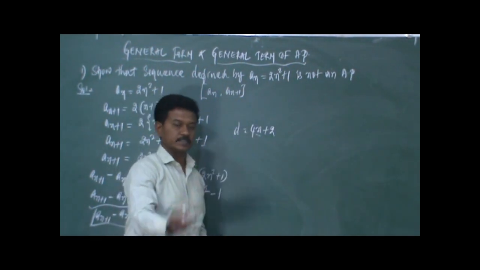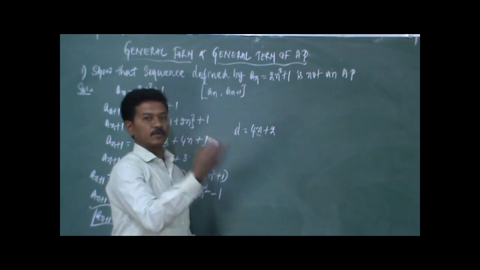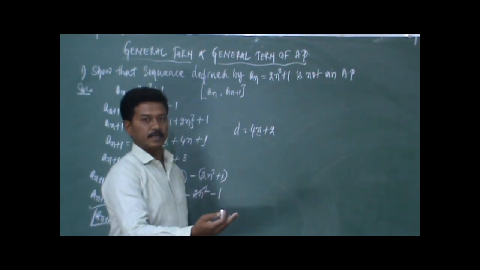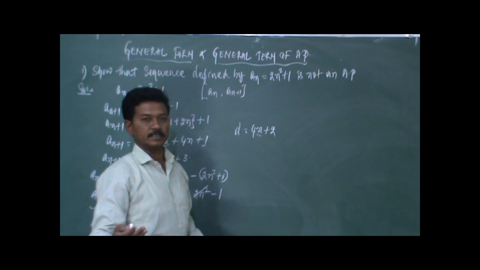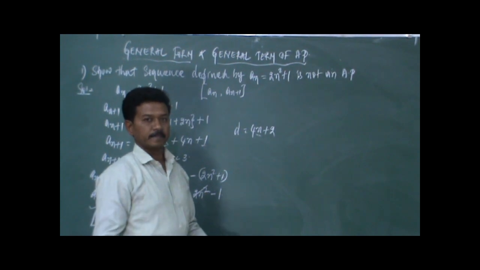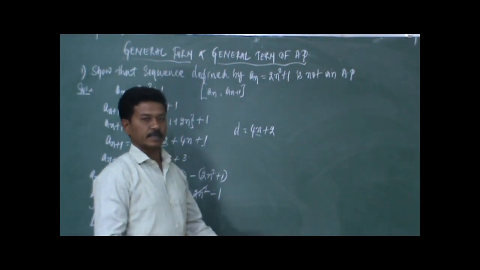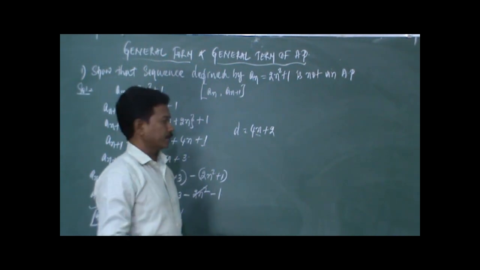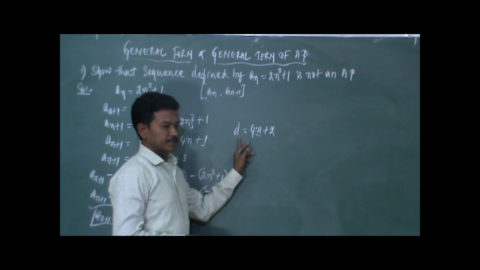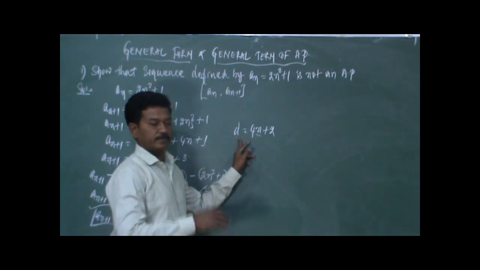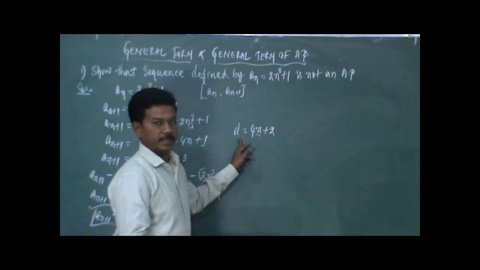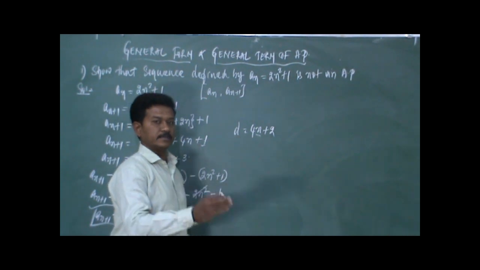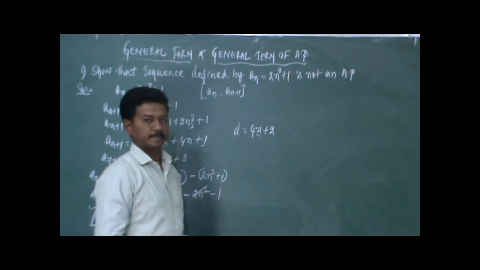You can check this by substituting n equal to 1, n equal to 2, n equal to 3 and checking whether the given thing is a constant or not. Then also you will come to the same conclusion that this is not an AP. So how can you come to a conclusion? If d is not independent of n, then the nth term of that sequence is not an AP.